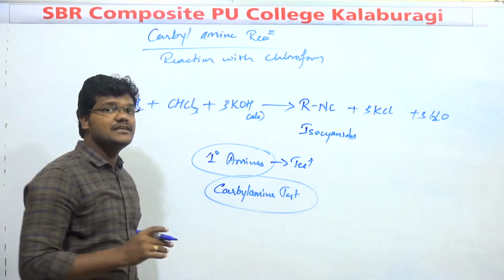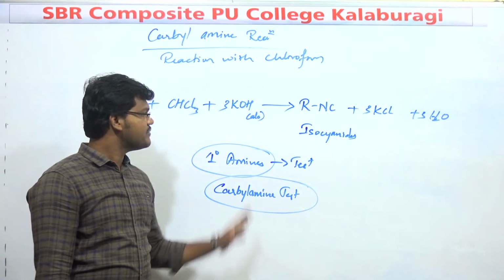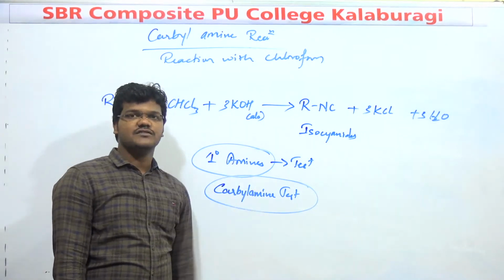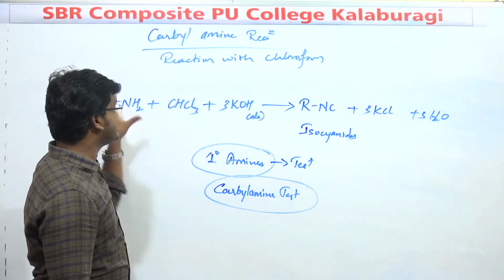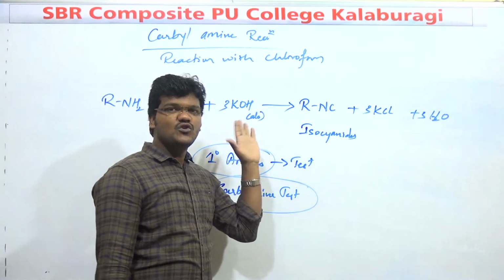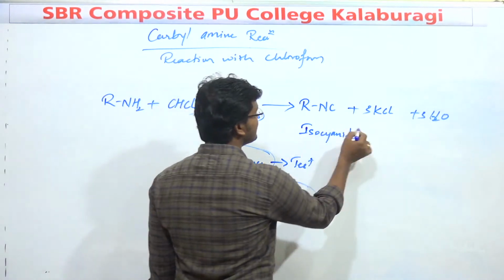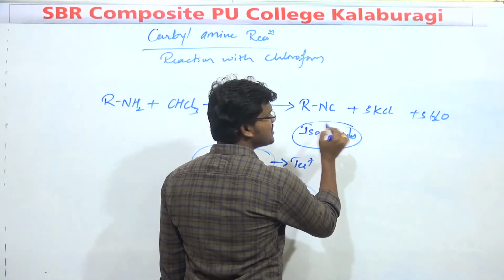This test is to detect the presence of what? Primary amines. Primary amines can be detected by using this one. If primary amine is added to chloroform in presence of ethanolic KOH, you will get a disagreeable smell. You will get what? A disagreeable smell because of formation of isocyanates.